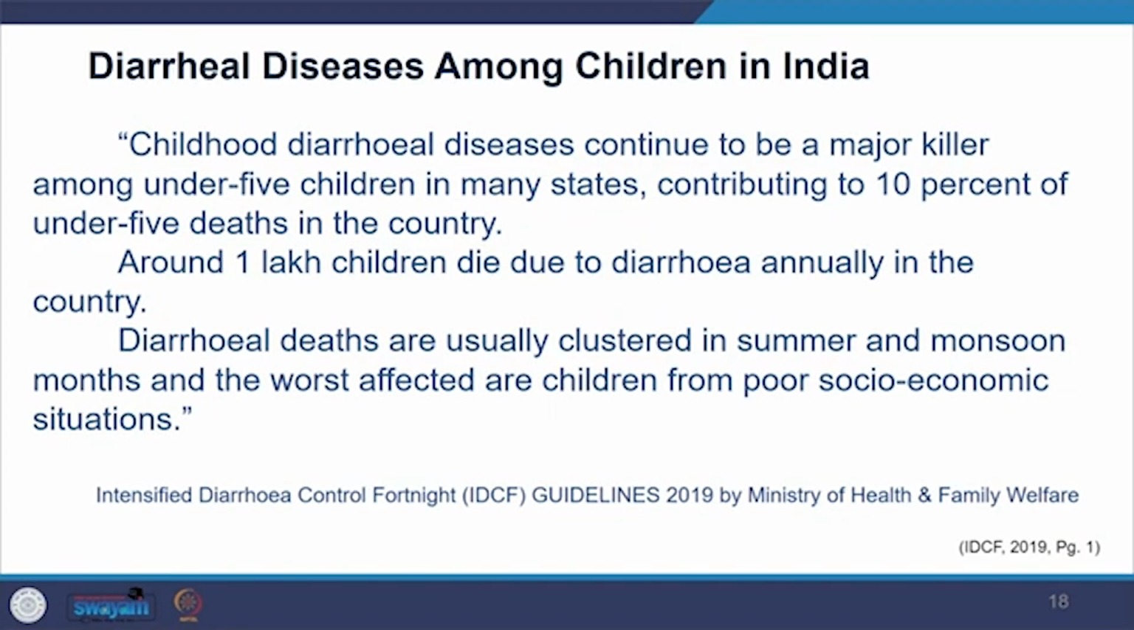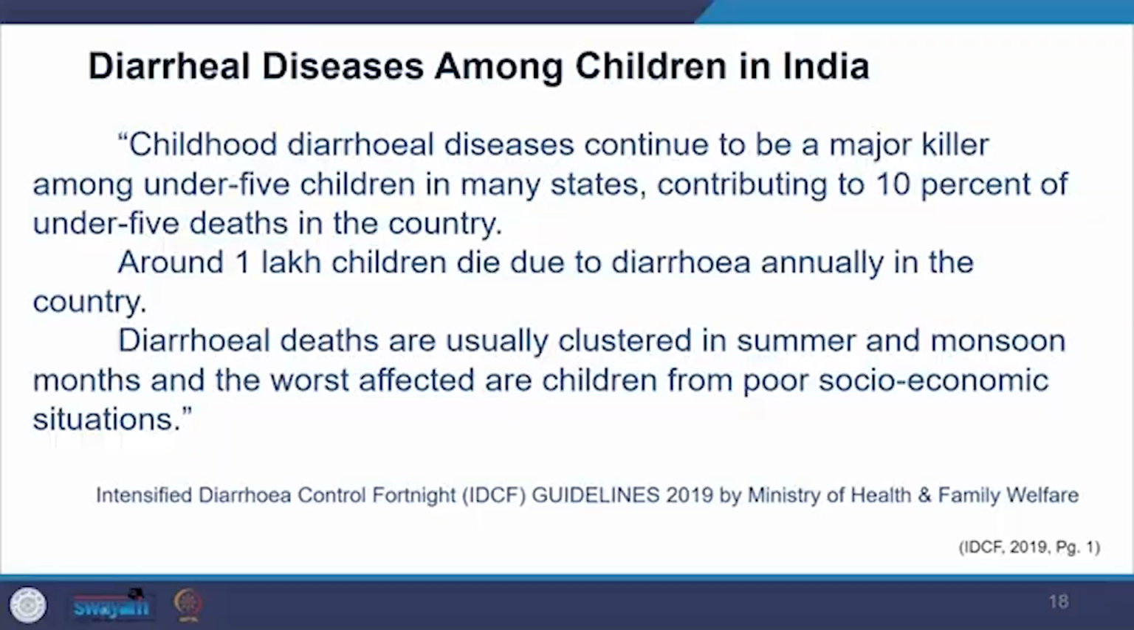For example, nearly 1.7 million people die annually from a very preventable disease, diarrhea. In India, as per the Intensified Diarrhea Control Fortnight IDCF guidelines 2019 by the Ministry of Health and Family Welfare, childhood diarrheal diseases continue to be a major killer among under-5 children in many states, contributing to 10% of under-5 deaths in the country. Around 1 lakh children die due to diarrhea annually in the country. Diarrhea deaths are usually clustered in summer and monsoon months, and the worst affected are children from poor socio-economic situations.